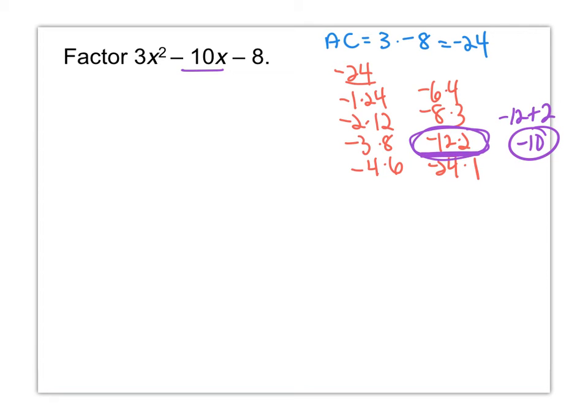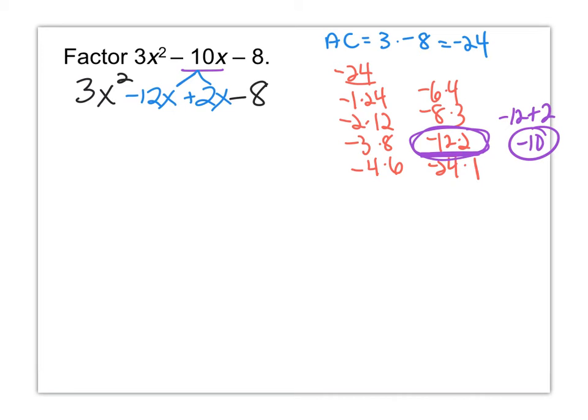And then we split the middle term. The first term is repeated as a 3x squared. The last term is minus 8. We don't do anything with those in the first step here, but we do split up that middle term, the negative 10x. We're going to write it as a minus 12x and a plus 2x.